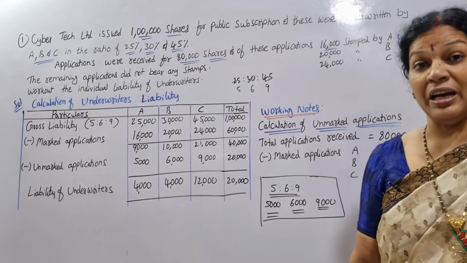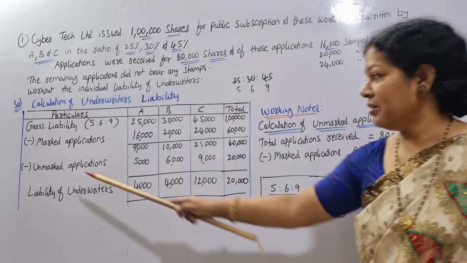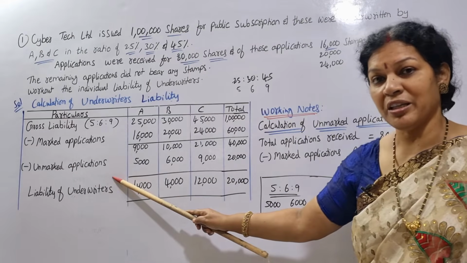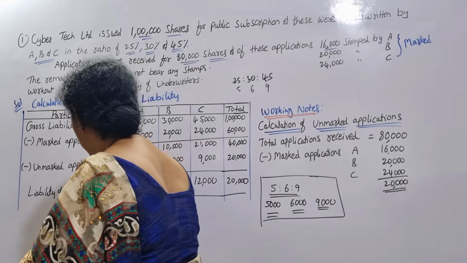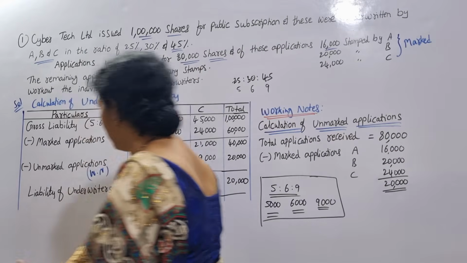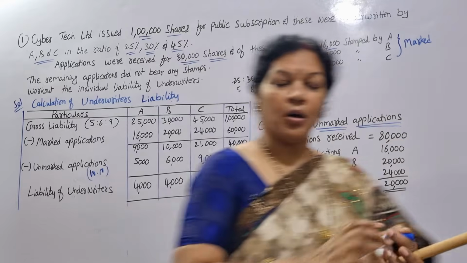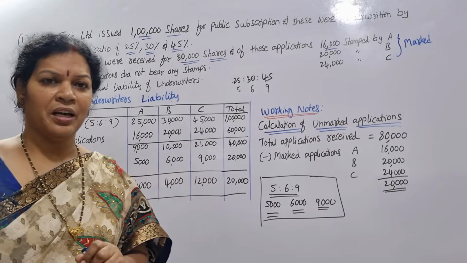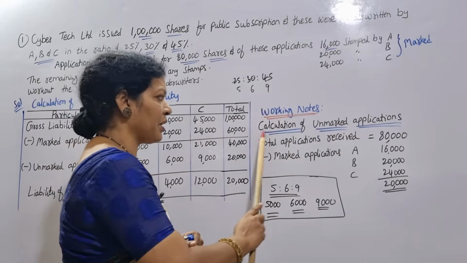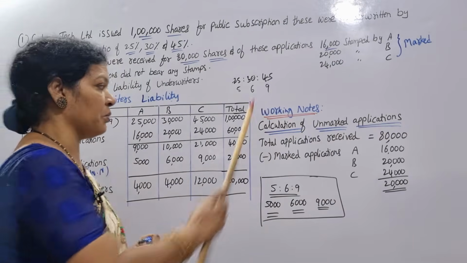Next we have to deduct the unmarked application. Minus unmarked application. How do you get unmarked application? Always you have to prepare working notes. So in working notes we have to mention it. So how do we get? I already told you in the introduction class. How do we get the unmarked application? That is calculation of unmarked application in working notes.